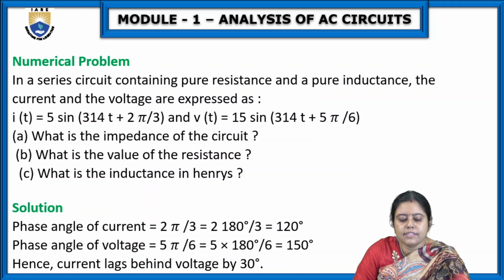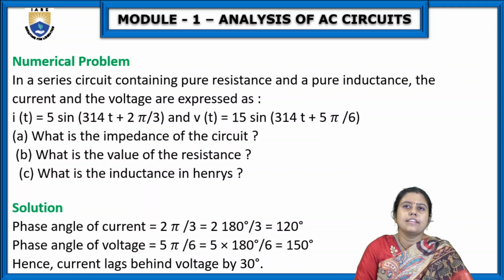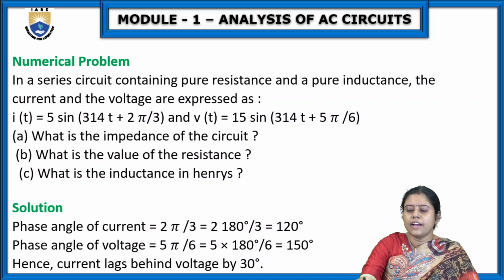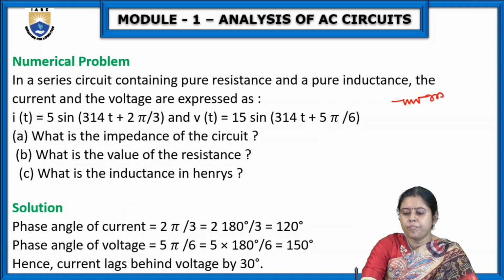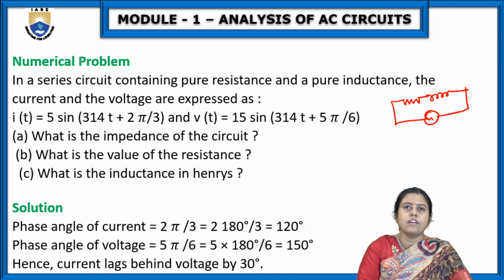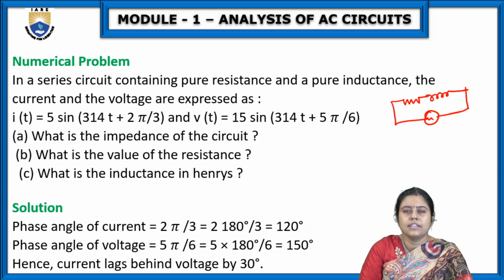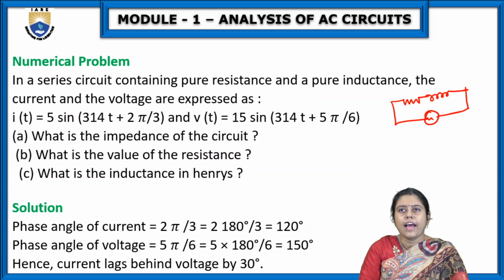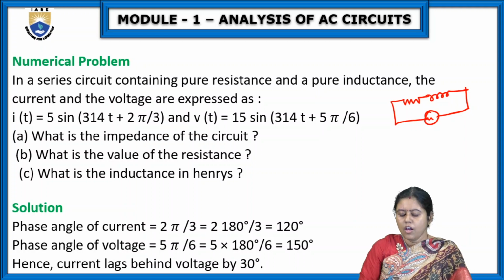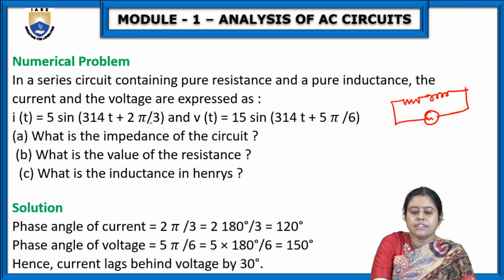Next, the last question. We are discussing one numerical problem in a series circuit containing a pure resistance and pure inductance, both connected with an AC supply. The current is given as i equals 5 sin(314t plus 2 pi by 3), and the voltage is 15 sin(314t plus 5 pi by 6). What is the impedance of the circuit? First, what is the phase difference?